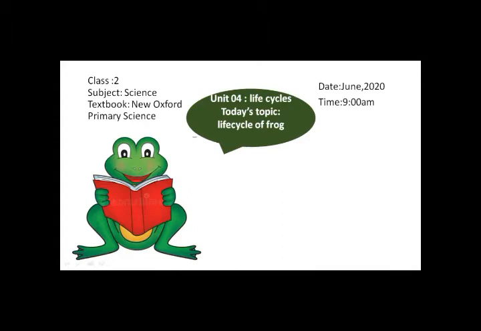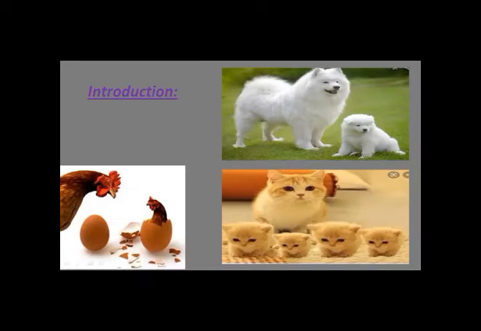Okay, beta. So today we are going to study the life cycle of a frog. Do you keep pets like dog and cat at your home? Do they have babies? Do they look like their parents? Like a puppy, you can see here, looks like a dog. And these beautiful cute kittens look like a cat. And this chick also looks like a hen. Okay, so what does that mean?